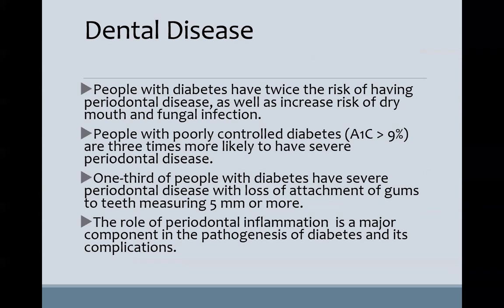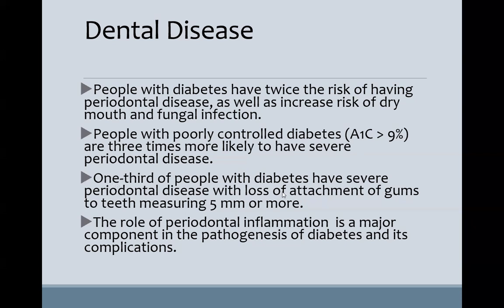One of the biggest things that you need to be very, very educated on as a dental hygienist is the connection between dental disease risk and diabetes. So here we have some facts that you should try to memorize and learn. People with diabetes have twice the risk of having periodontal disease, as well as increased risk of dry mouth and fungal infection, so candidiasis. People with poorly controlled diabetes, that would be an A1C above 9%, are 3 times more likely to have severe periodontal disease.